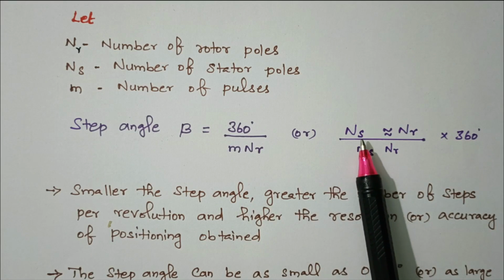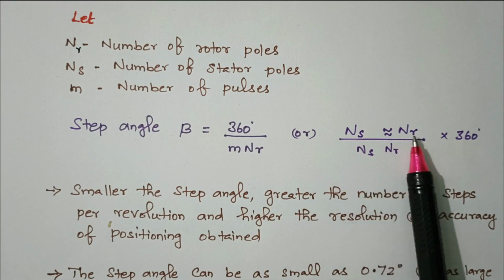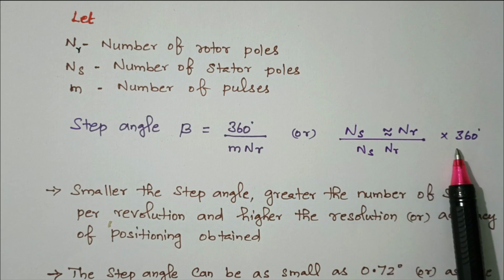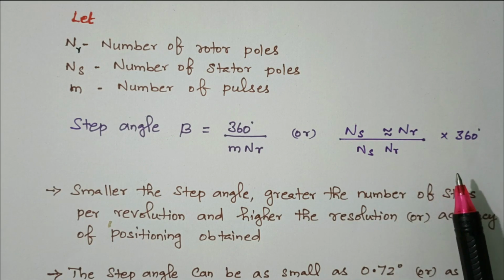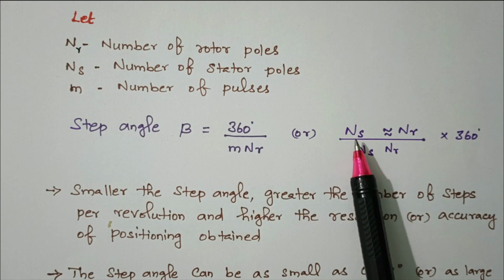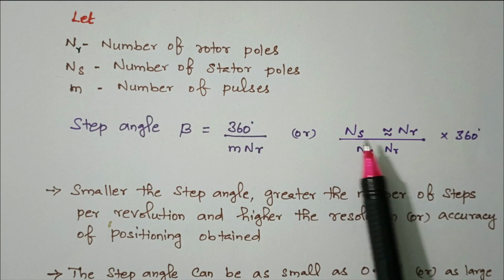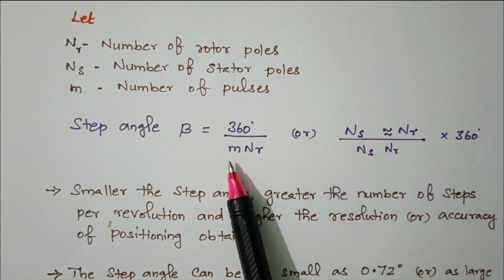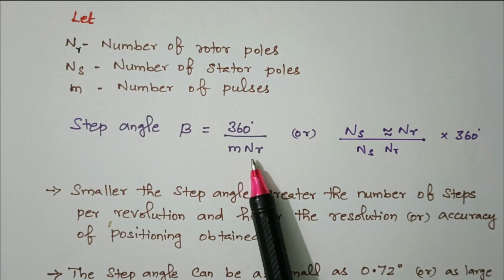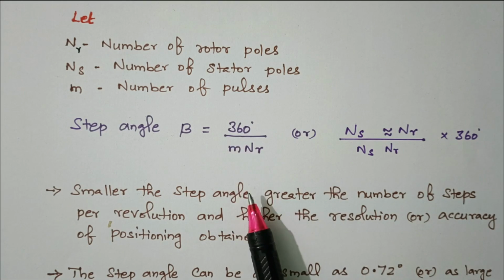Another definition is the difference between stator and rotor poles: the difference of Ns and NR, divided by Ns into NR, into 360 degrees. That is the other definition. Either we can use. Here the number of stator poles and number of rotor poles are available, and the number of pulses is available. So based on M into NR, you can decide the step angle.